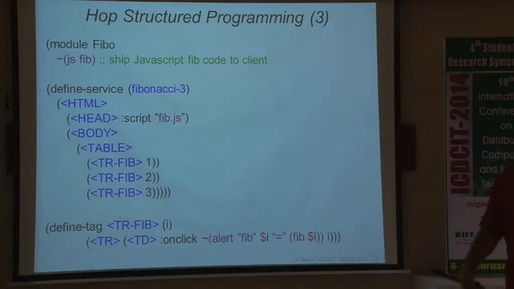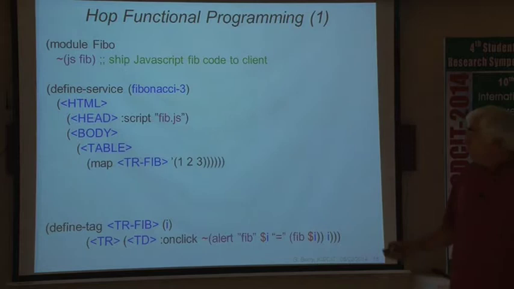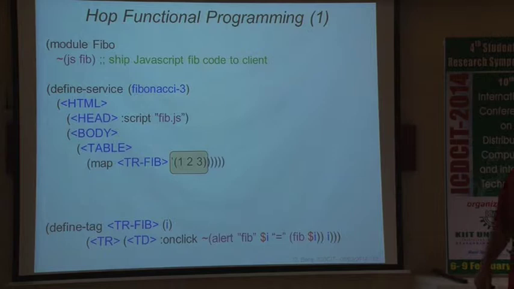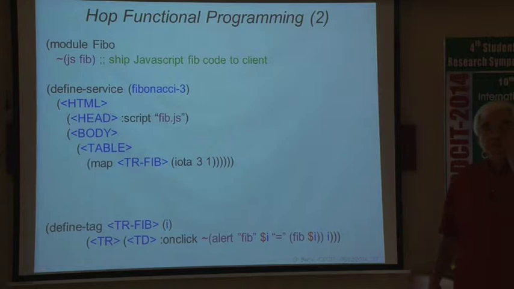So we have a functional language, so we can use something better. We can do map, that says map the function TRFIL on the list 1, 2, 3. This is absolutely standard programming in functional languages. And that's cool, but that's not finished because we still have 1, 2, 3, which is a stupid thing to write as well. And in functional programming, you have ways to generate 1, 2, 3 instead of writing them. You say iota 3, 1, which is a list of three elements, consecutive integers starting from 1.